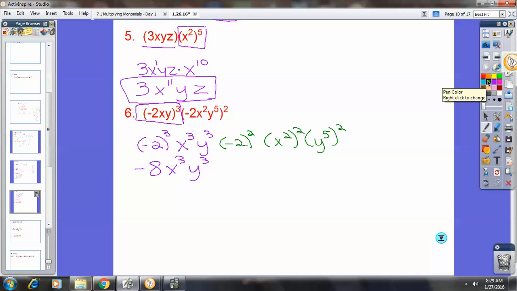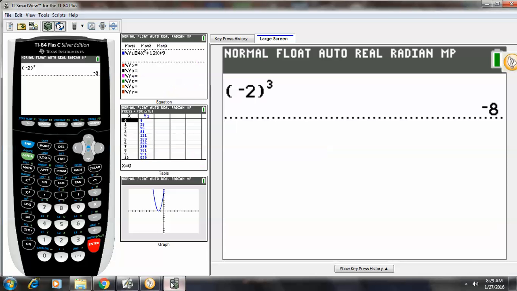Next we have -2 squared. You can type that again into your calculator. -2 times -2 is +4.